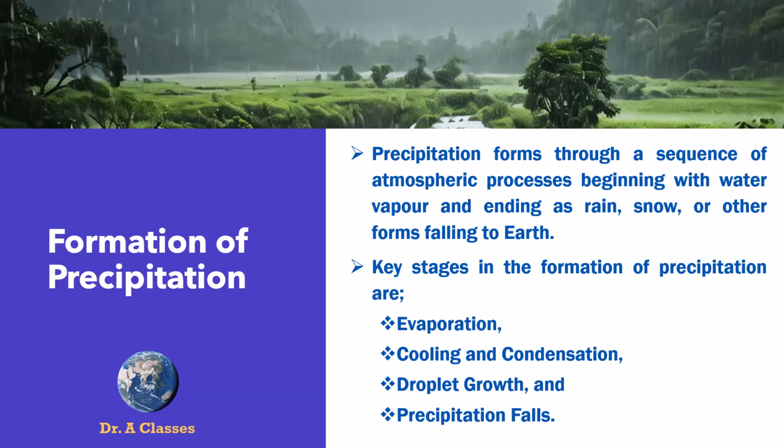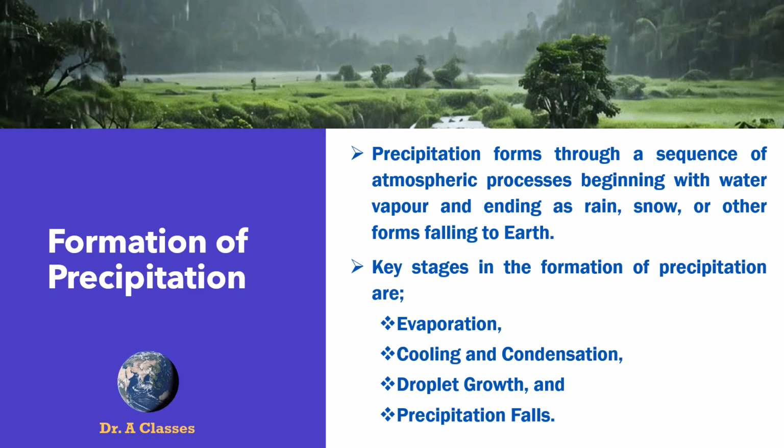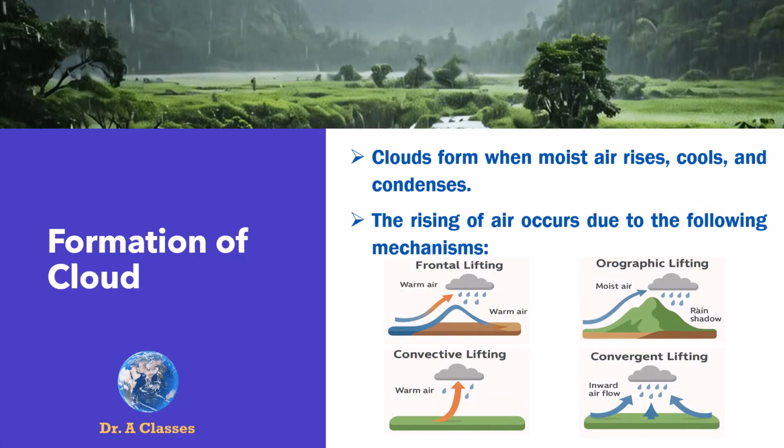Droplet growth: cloud droplets collide and coalesce, or freeze and grow larger through processes like ice crystal processes. Precipitation: when droplets or ice crystals become heavy enough, they overcome air resistance and fall to the ground as precipitation, rain, snow, etc.